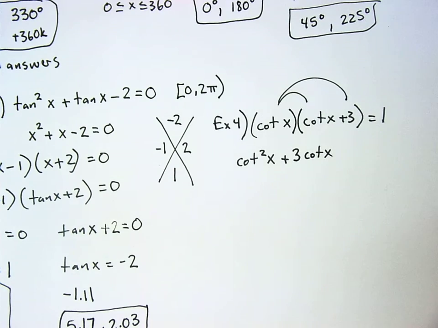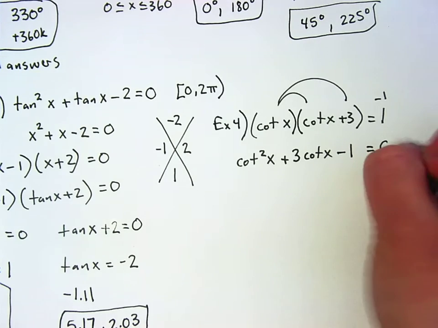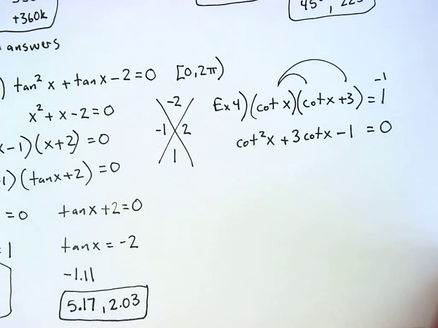in x. And then I'm going to subtract this 1 to the other side, and this is what I get. Something squared plus 3 something minus 1 equals 0. What do you think we should do?